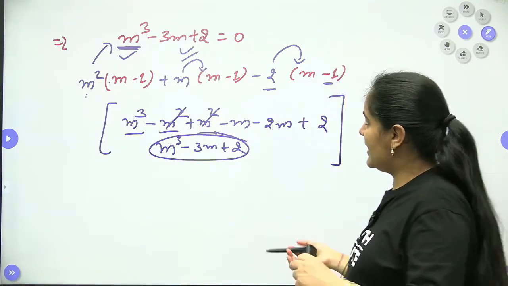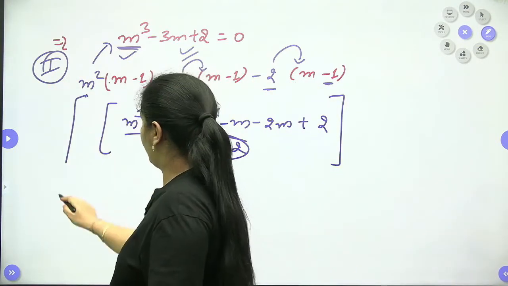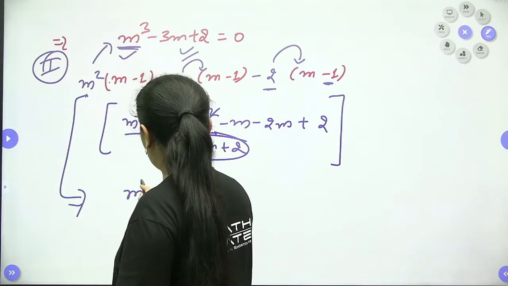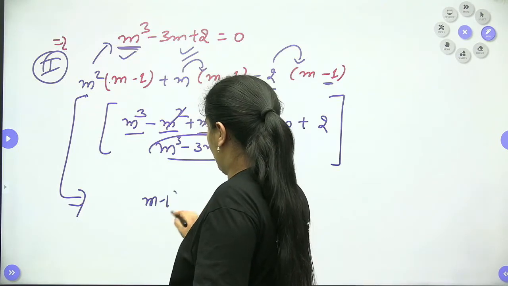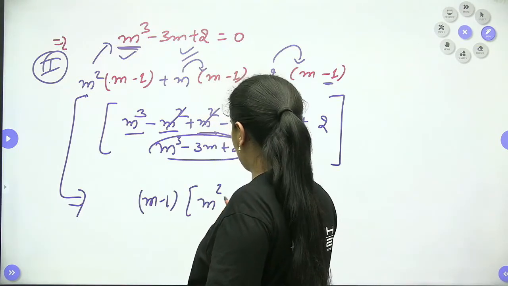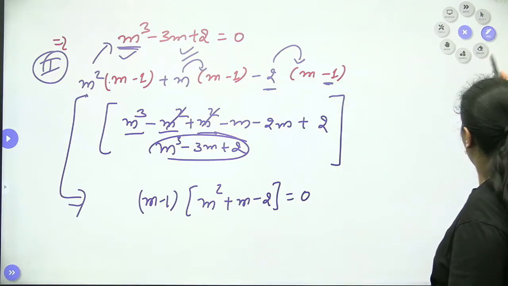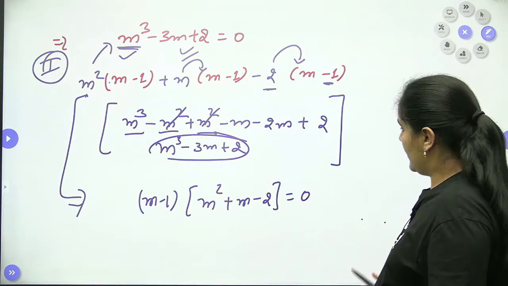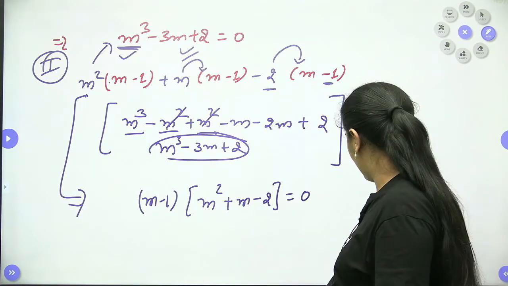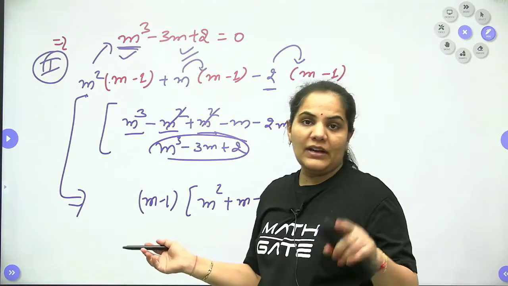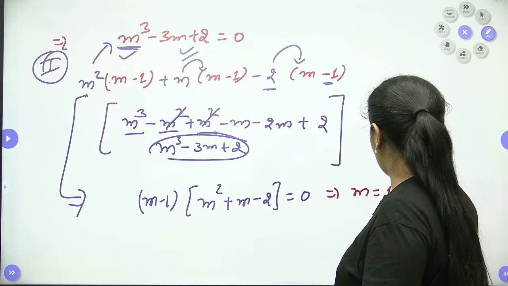So from here we can say this is method number 1, dear students. After this step we will write down m square. We can take m minus 1 as common. It will be m minus 1 times m square plus m minus 2 is equal to 0, dear students. So m minus 1 gives us directly m is equal to 1 is a root.